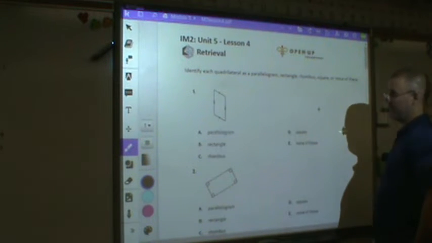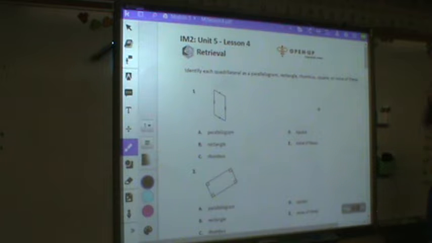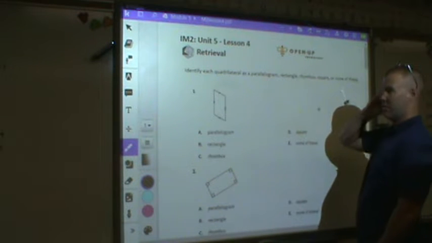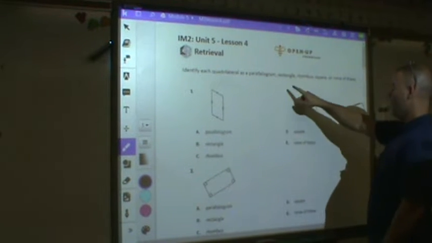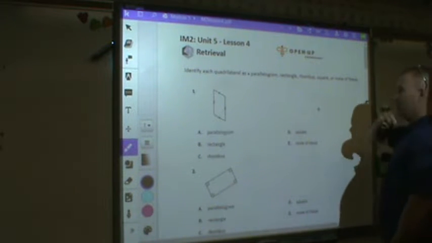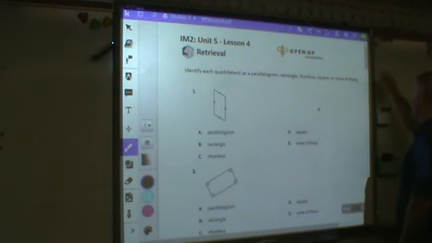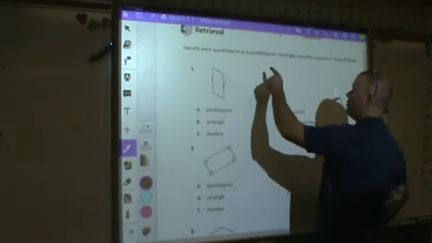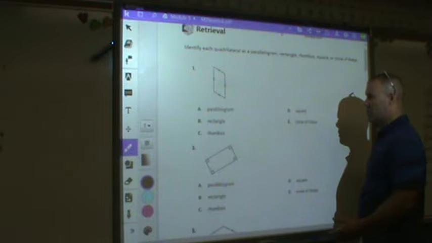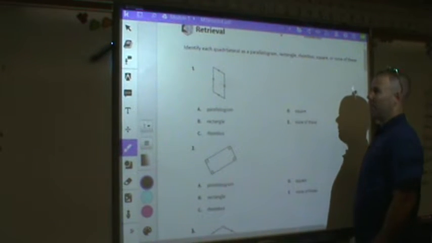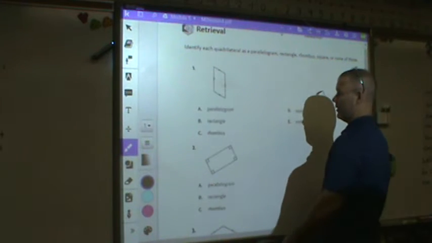It says, identify each quadrilateral as a parallelogram, rectangle, rhombus, square, or none of these. If you're not sure what a parallelogram is or how to describe it, Google it. A rectangle, Google it. A rhombus, Google it. Square, Google it. You can't Google none of the above, but you have to think about what each of these are. What do you know about a parallelogram? Most of us know that a parallelogram has two sets of parallel sides, or opposite sides are congruent.